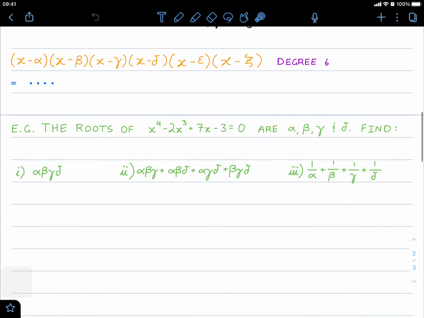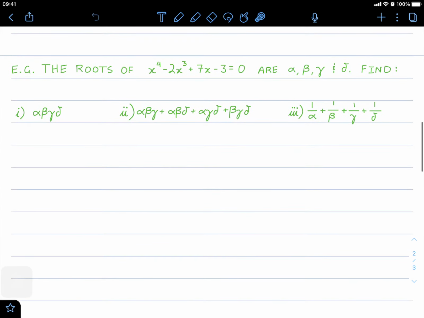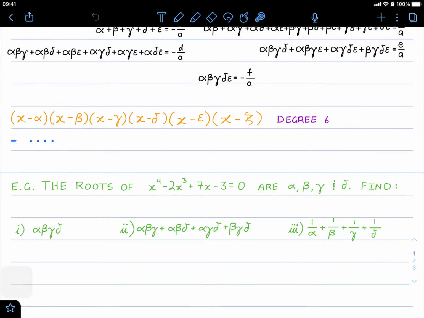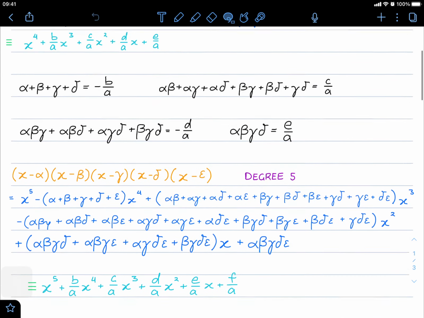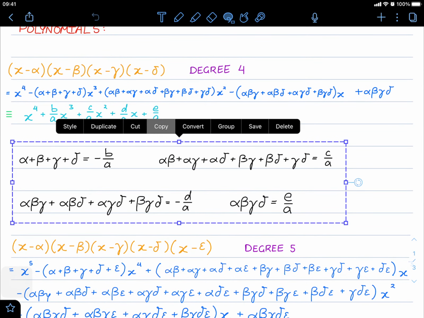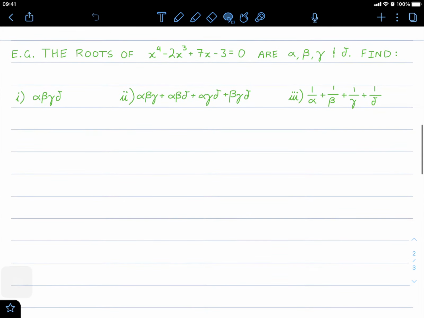So let's do an extending question here. You can pause it and give this a go yourself. So let's take a look. This is a degree 4. So let's grab the identities for a degree 4 and let's use them here.